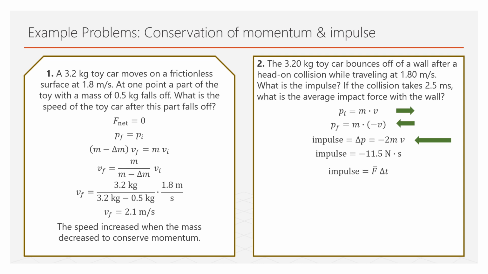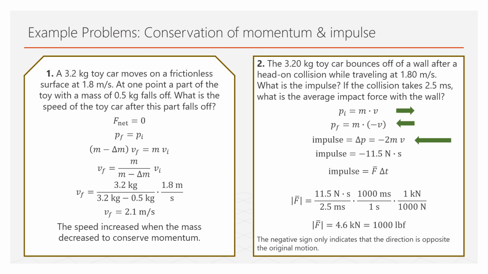The impulse momentum theorem tells us that the impulse is equal to the average force multiplied by the time interval. We can then solve for the force by dividing by the time, and then converting milliseconds to seconds and newtons to kilonewtons, we get this expression. After performing the arithmetic, we get that the average force is 4.6 kilonewtons, which is approximately 1,000 pounds of force.